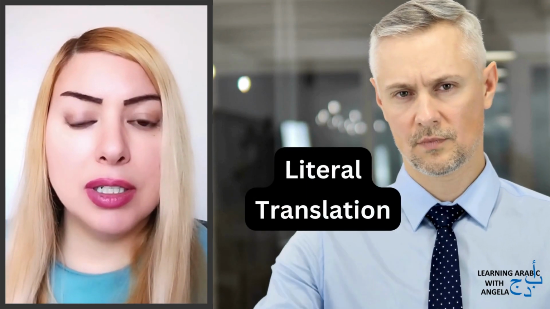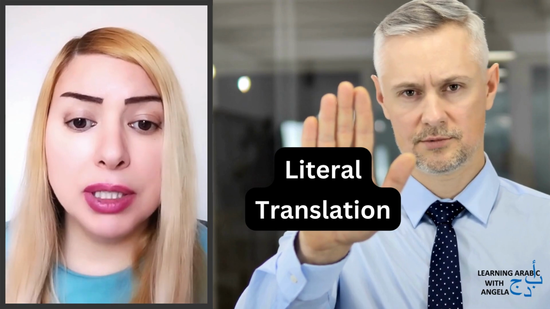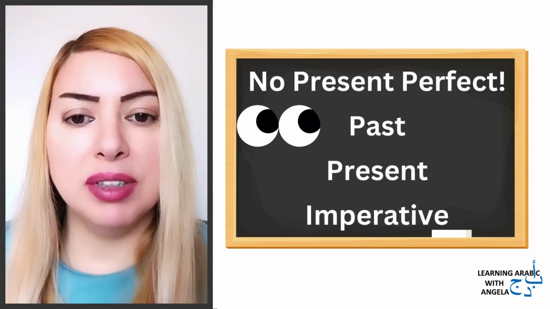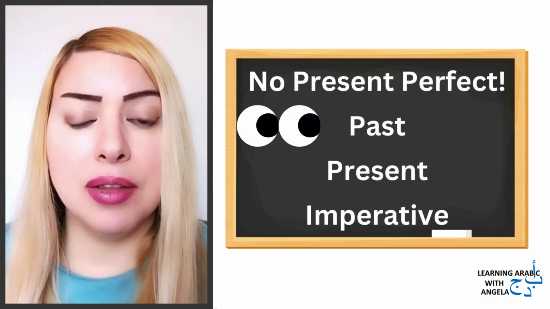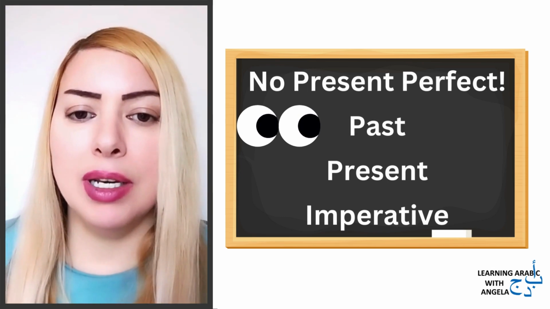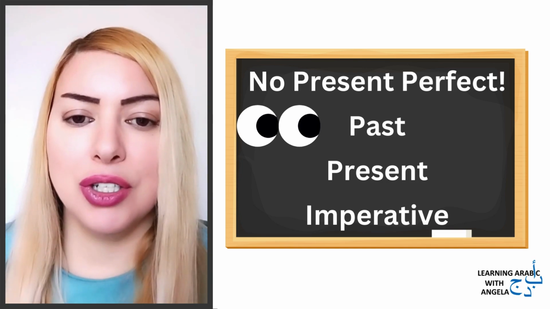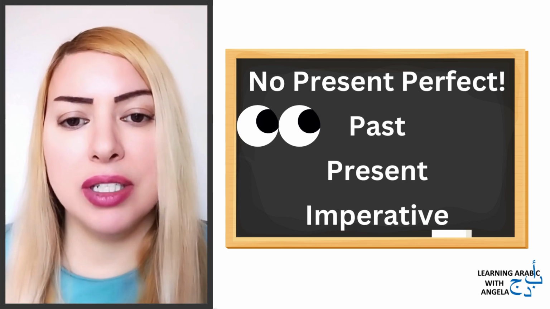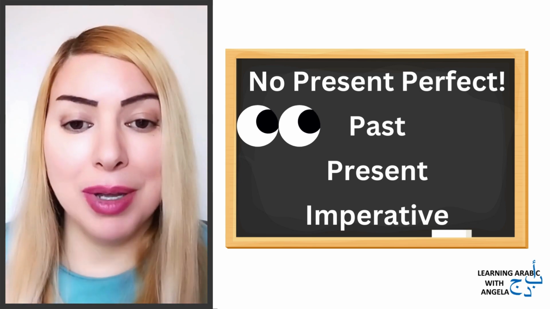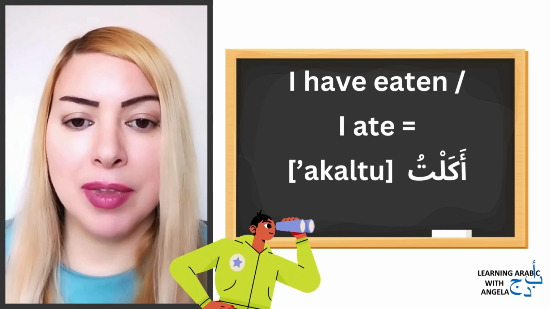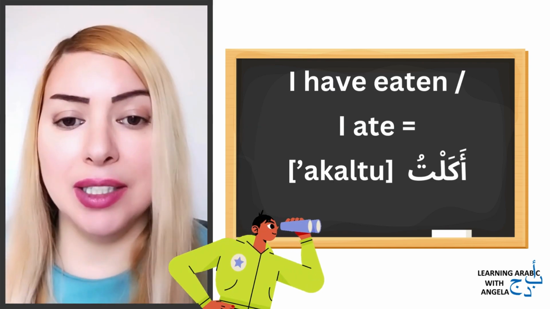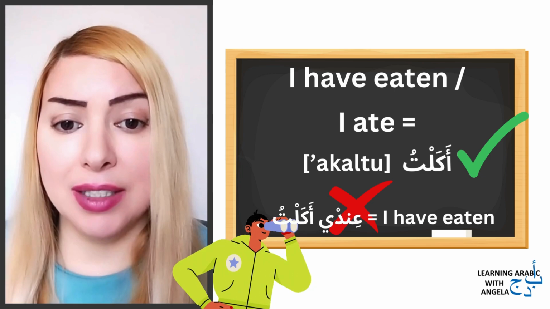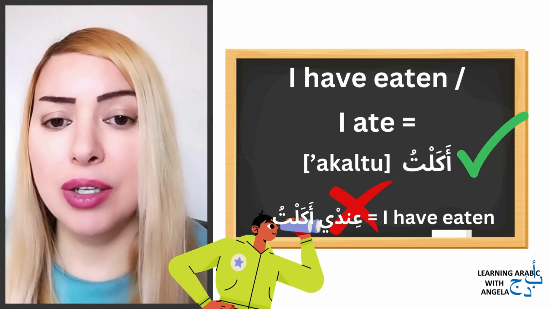Avoid literal translation and follow common patterns of speech in Arabic. A common mistake, for example, is using the present perfect when in Arabic we haven't got such a thing. We just have the past and the present. Even the imperative is derived literally from the present tense. So for example, I have eaten. In Arabic you simply say akaltu, I ate. So it's the same thing for I have eaten or I ate.